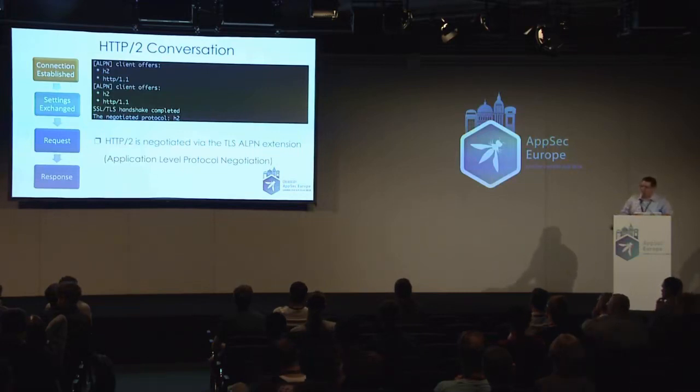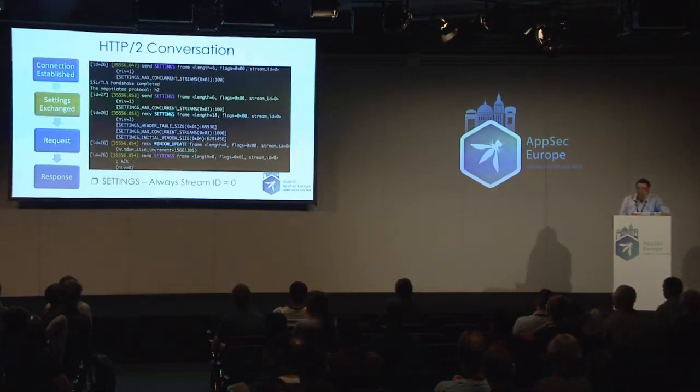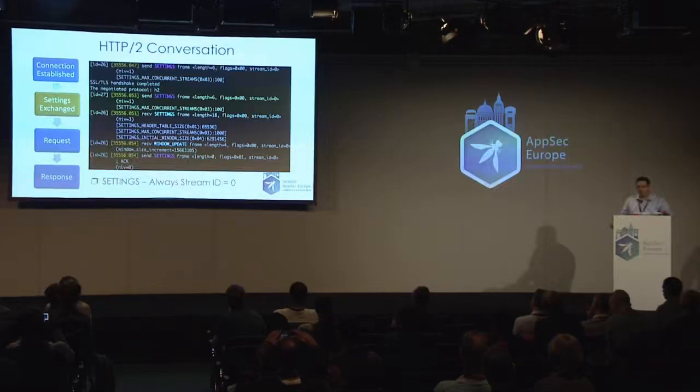If the negotiation is done over clear text, by the way, it's done via an upgrade header, a regular HTTP 1.x header, and an upgrade header. So once the protocol was negotiated, next comes exchange of settings. Now, the RFC mandates that both sides, not only the client or the server, both sides must send a settings frame as the first frame of each connection.